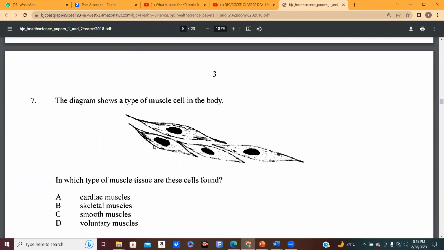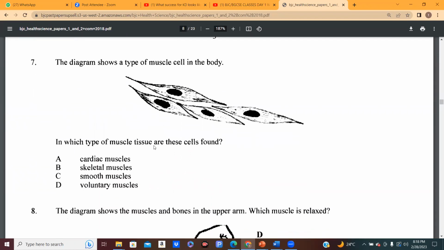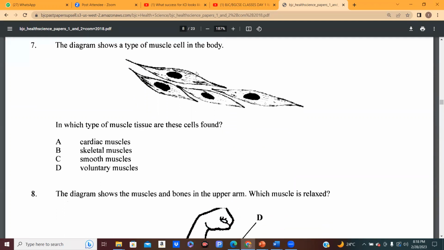All right, so the next question is for Gabrielle Gale. It says the diagram shows a type of muscle cell in the body. In which type of muscle tissue are these cells found? Is it A, cardiac muscles, B, skeletal muscles, C, smooth muscles, or D, voluntary muscles? Gabrielle, this is for you. C. C, smooth muscles is correct. These are smooth muscles. Very good.